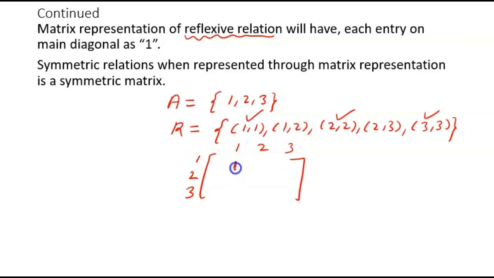1, 1 is there, so I will put a 1. 1, 2 is there, so I will put a 1. 1, 3 is not there, so I will put a 0. And then 2, 1 is not there, so I will put a 0. 2, 2 is there, so I will put a 1. And 2, 3 is also there, so I will put a 1 again.